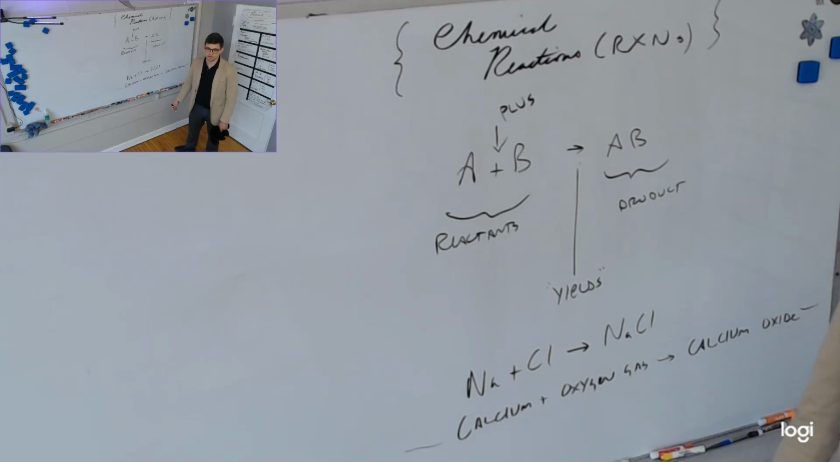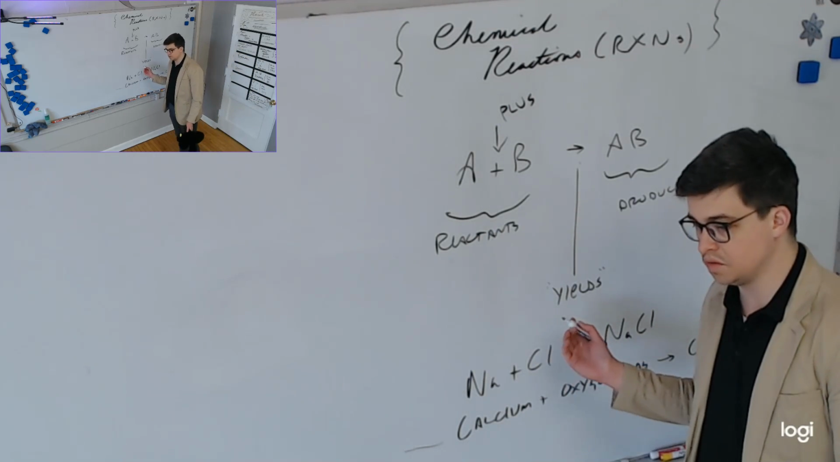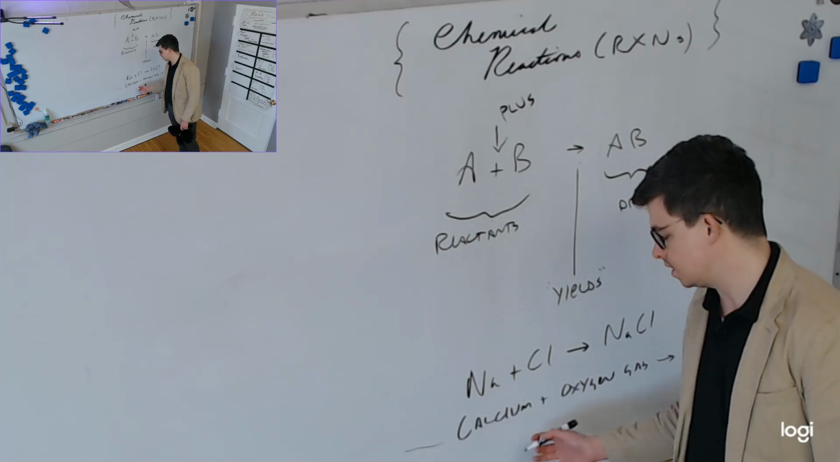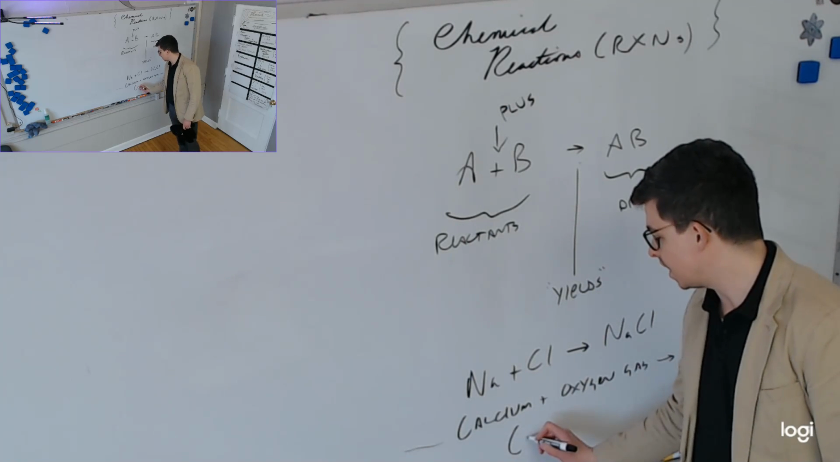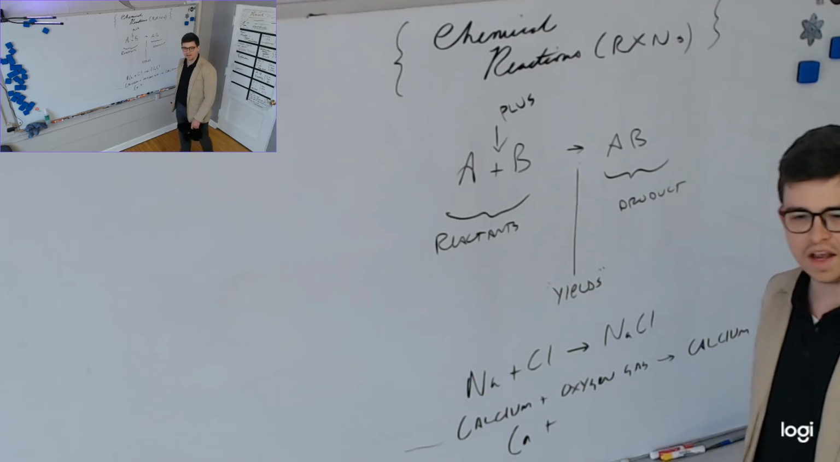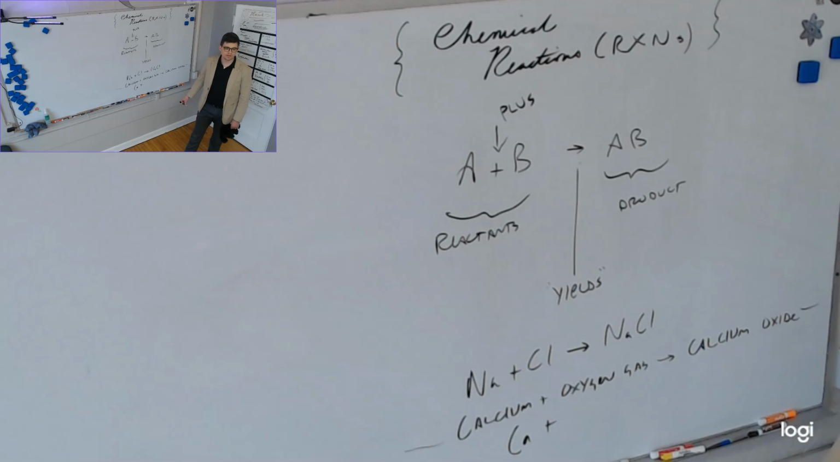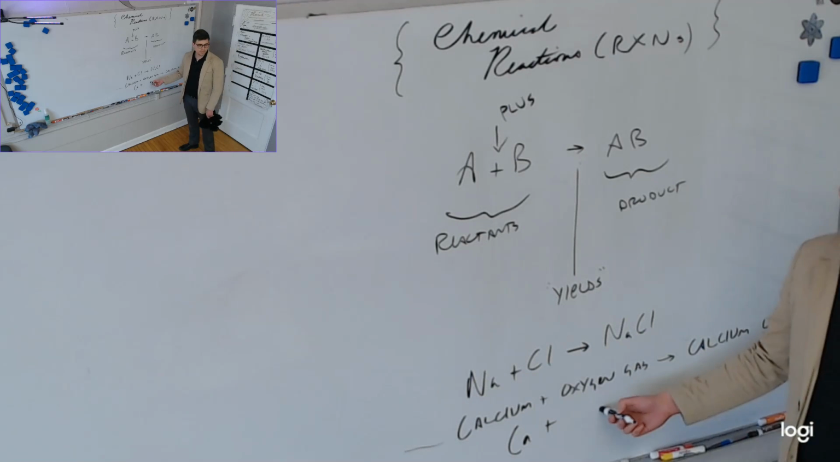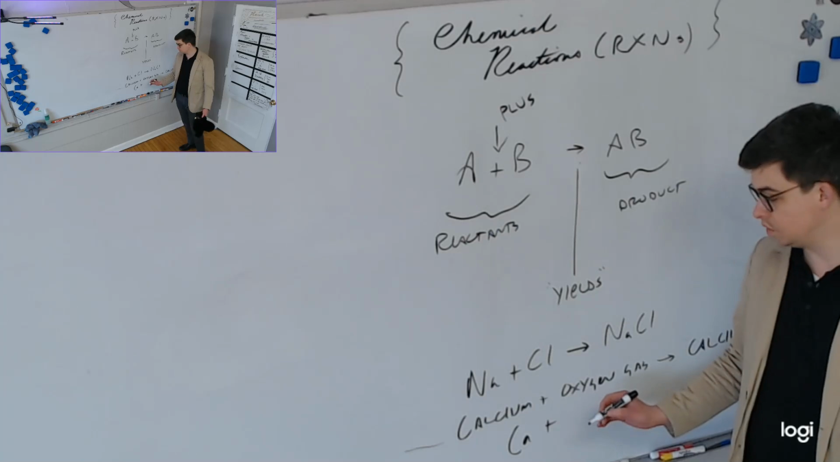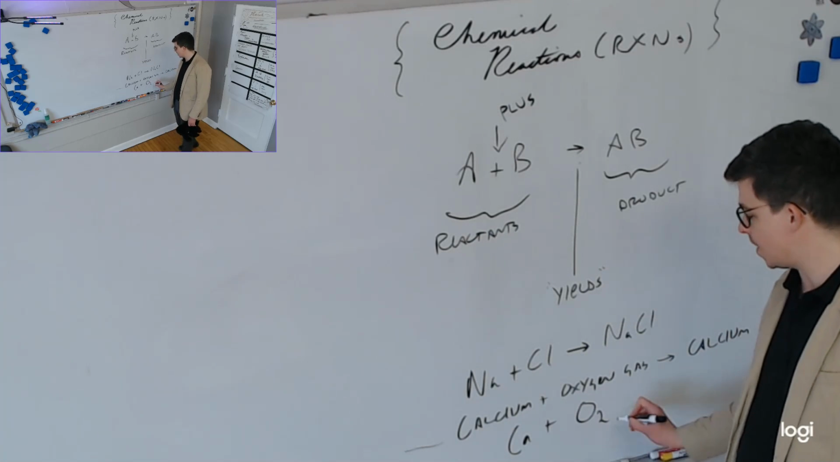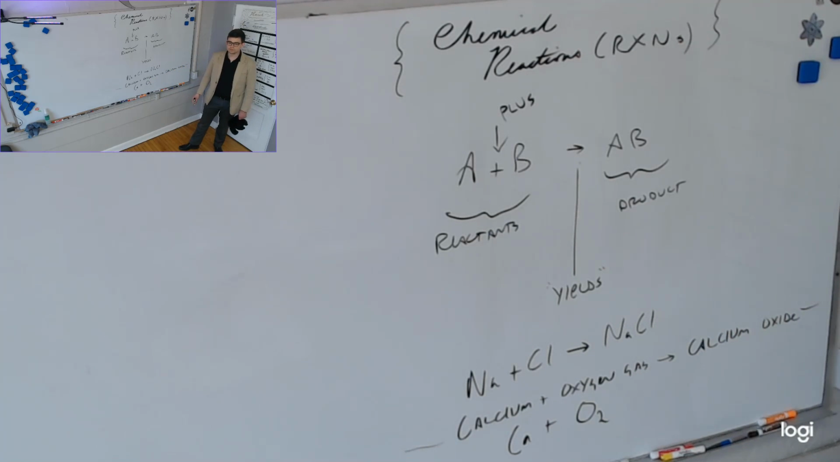I need to first get into a skeleton equation, which is just using the symbols. So calcium is Ca plus oxygen gas. Here's where the trick is for some of us who don't have a full understanding. What do I put for oxygen gas? O2. Why O2? Because it's one of those. There are 7 of them. What are they?